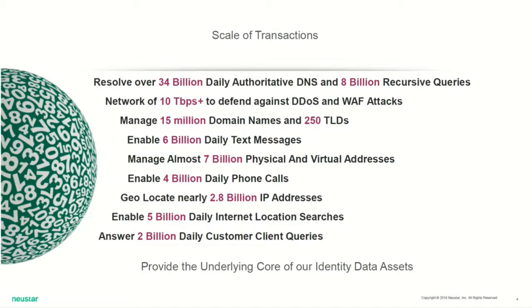Our trust has been earned through a legacy of managing complex and authoritative data sets. Neustar provides instantaneous answers to more than 27 billion queries from the internet and answers over 300,000 questions every second. Every day we manage almost 7 billion physical and virtual addresses. In the US, Neustar also enables 6 billion daily text messages, and we manage over 15 million domain names. We enable 4 billion phone calls daily, and we generate geolocation data for nearly 3 billion IP addresses.